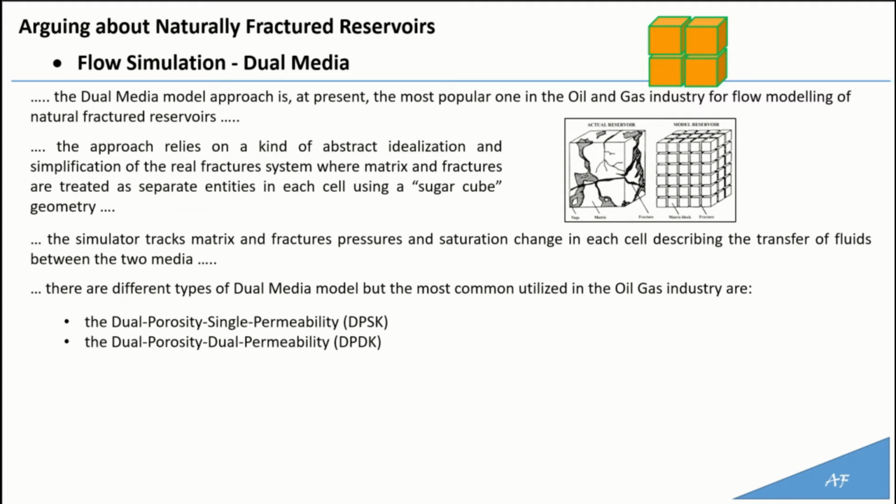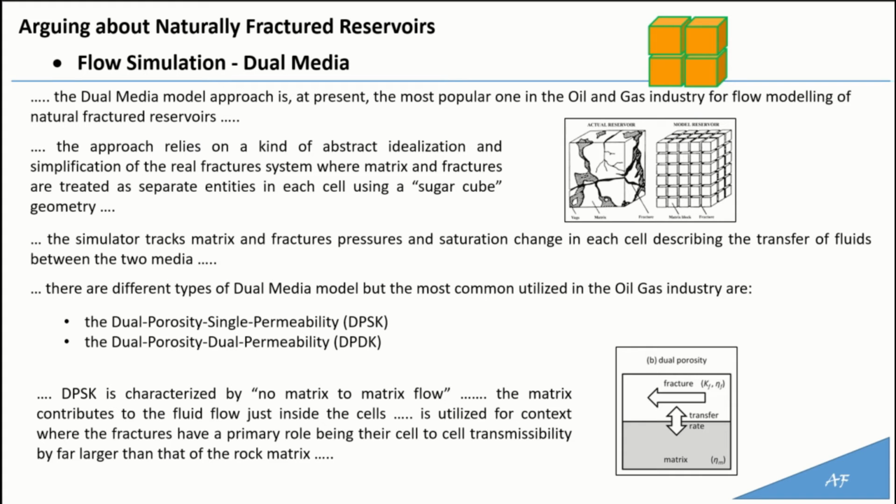There are different types of dual media model, but the most common utilized in the oil and gas industry are the dual porosity single permeability and the dual porosity dual permeability. The former one is characterized by no matrix to matrix flow. That means that the fluid flow between cells is only the prerogative of the fractures and is function of fractures permeability and aperture. In this kind of model, the matrix contributes to the fluid flow just inside the cells, feeding the fractures of the cell, and is function of matrix permeability and matrix fracture contact interface area.